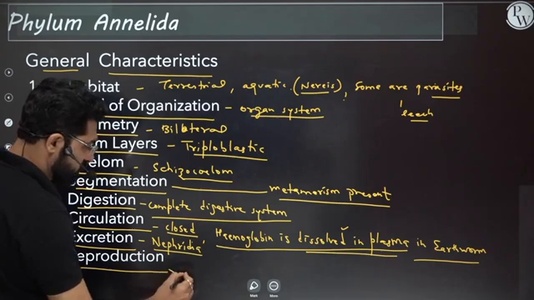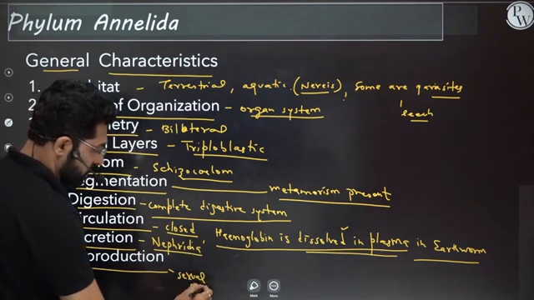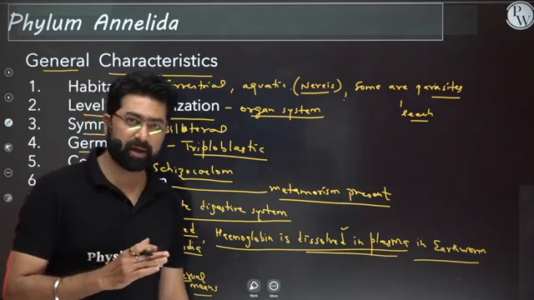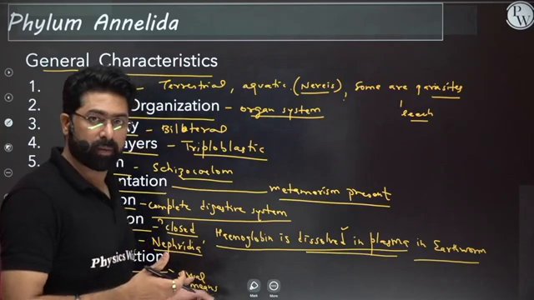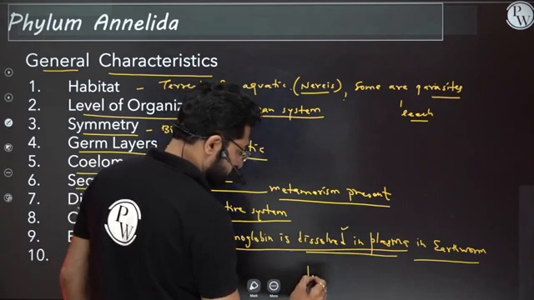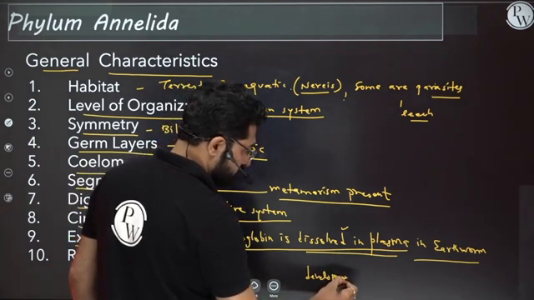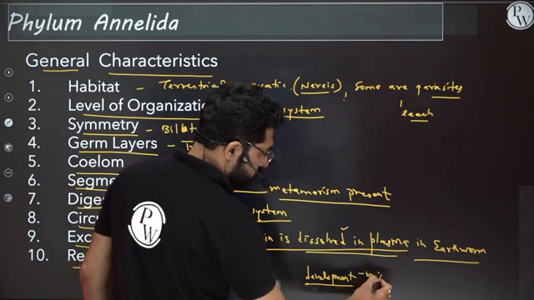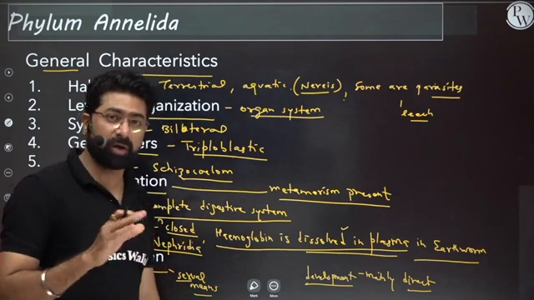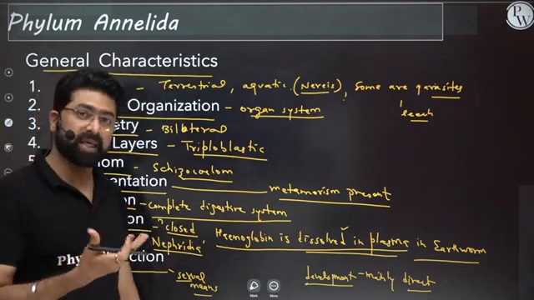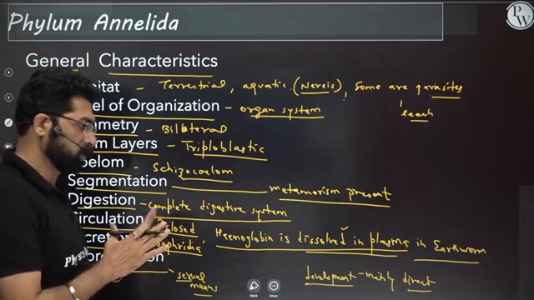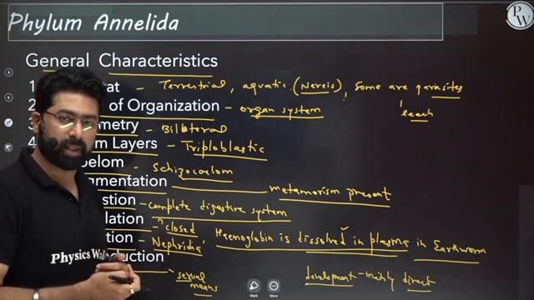Reproduction is by sexual means. Is it clear? Development is usually direct. Please write down: development is mainly direct. That means larval stages are not present. But in some cases you can find trochophore larvae. We will not discuss that in much detail. Remember, it's mostly direct. Is it clear to you?